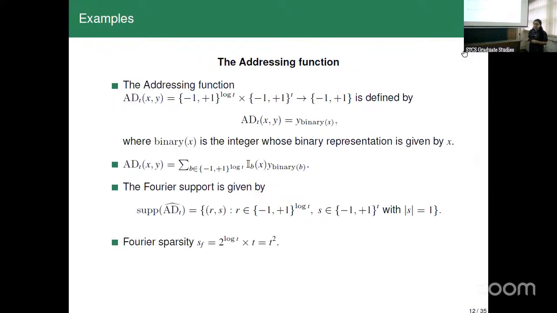So now comes the addressing function. This function is defined from minus 1, plus 1 to the power log t, times minus 1, plus 1 to the power t. And it takes the value y of binary x, where binary x is the integer whose binary representation is given by x. And the addressing function can be written like this, that is just a summation over the indicator of b times y of binary b.